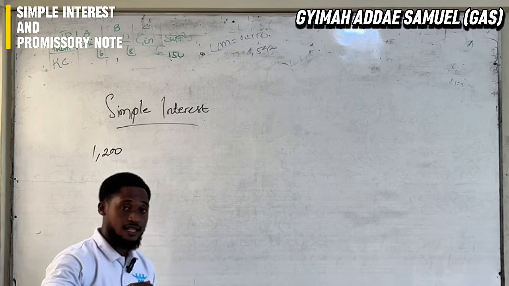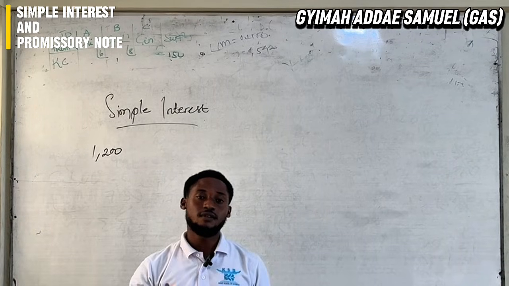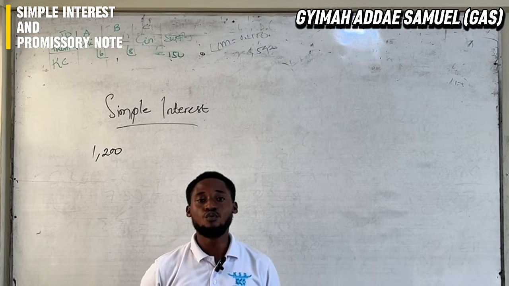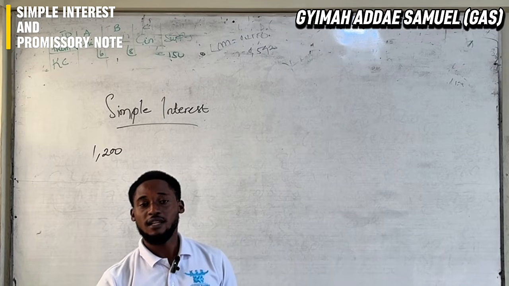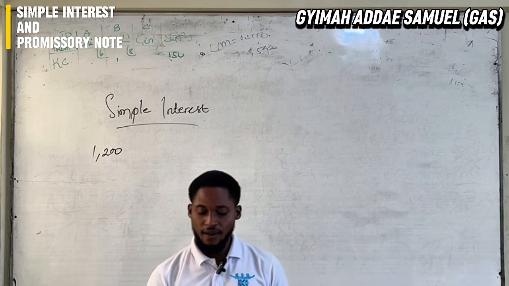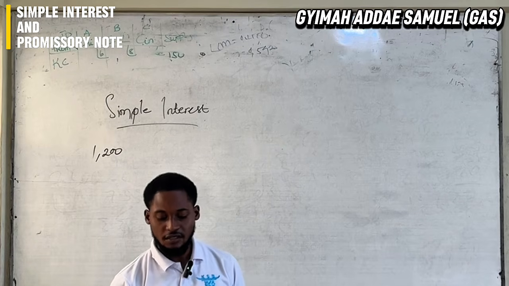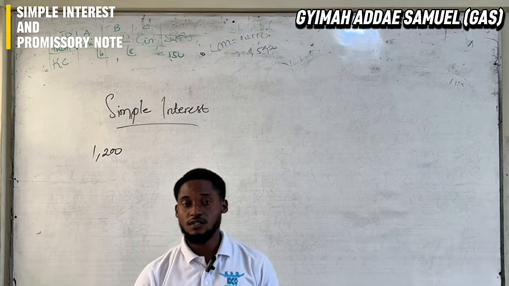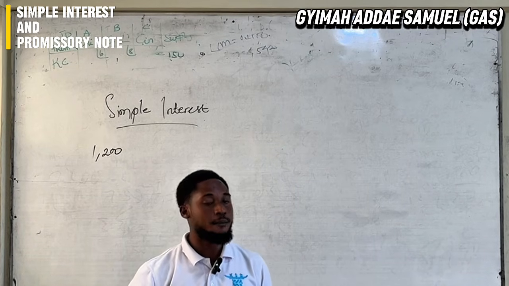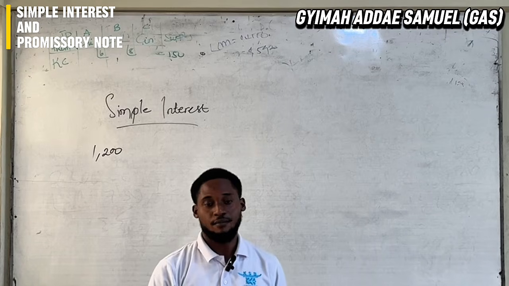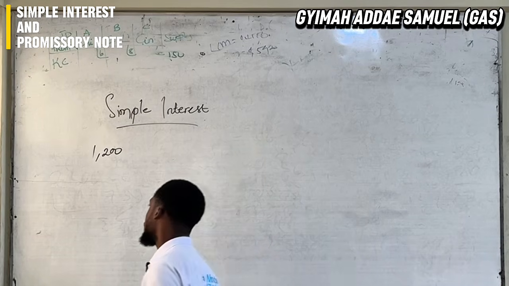Before we started this, I made mention of the principal. The principal is the actual amount you go and receive from the one lending the money to you. So per this question, it says find the simple interest on a loan of 1,200. So 1,200 is our actual amount before the interest adds up. So our principal here is 1,200.